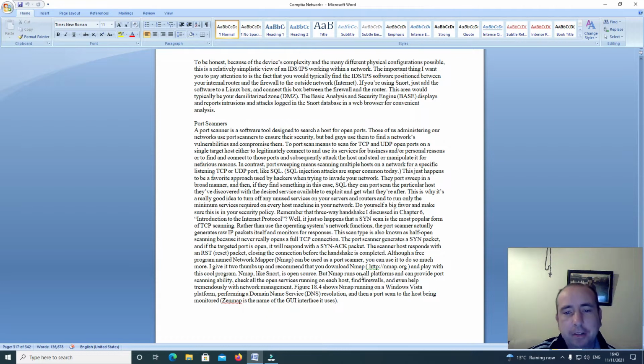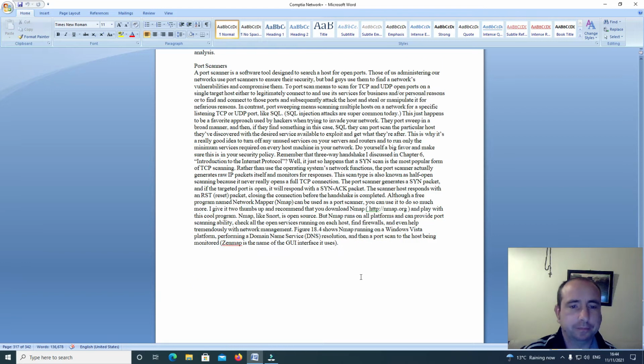The Basic Analysis and Security Engine, BASE, displays and reports intrusions and attacks logged in the Snort database in a web browser for convenient analysis.